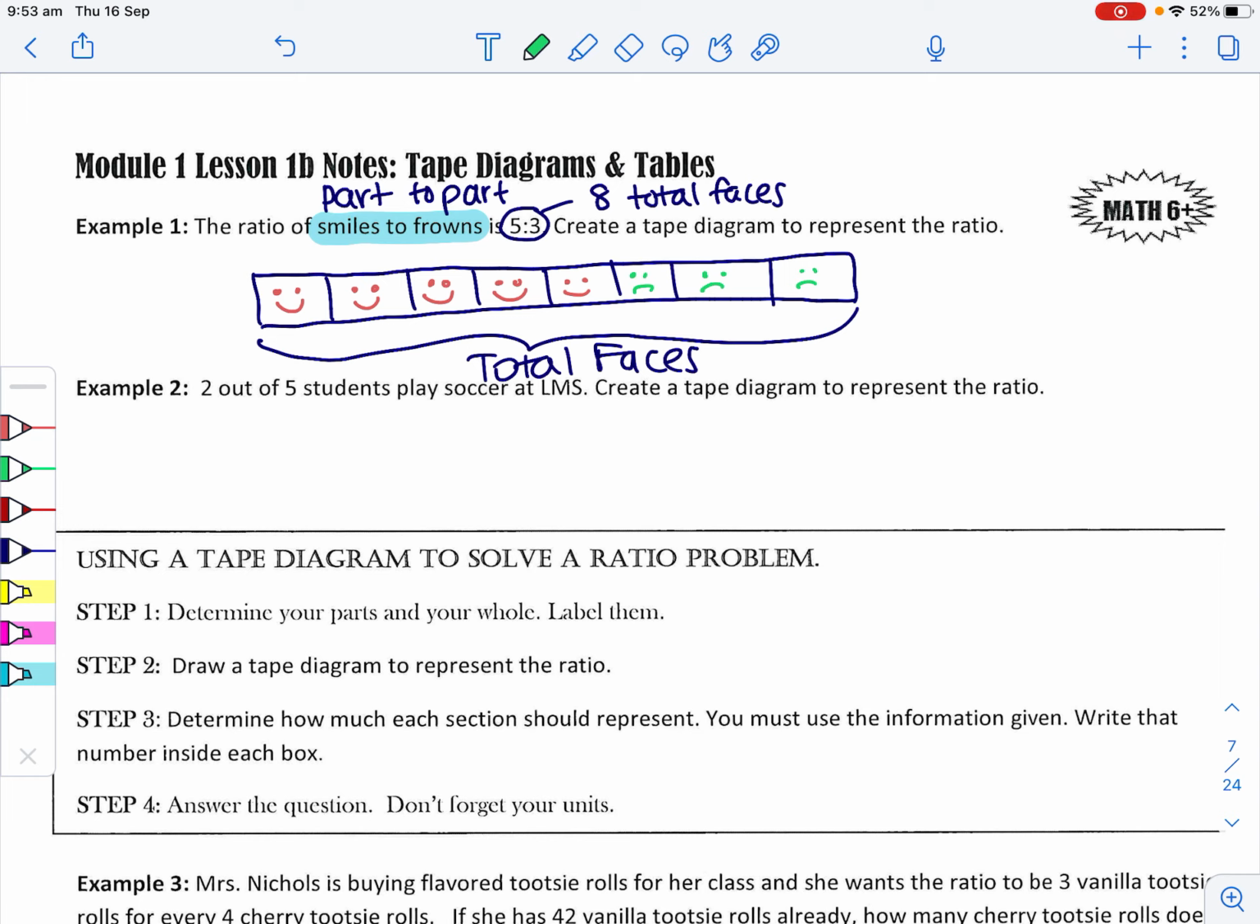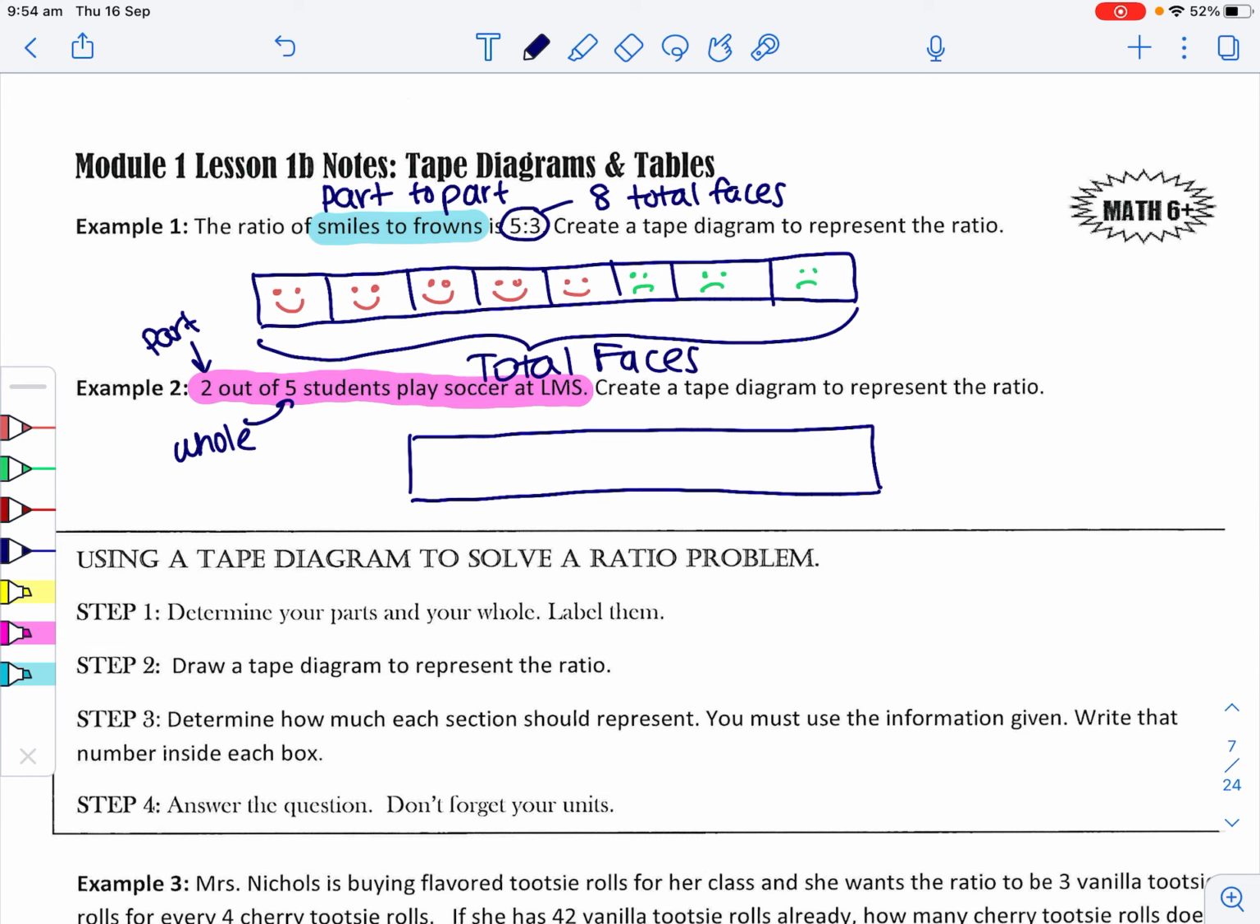Example 2 says 2 out of 5 students play soccer. So here's my sentence right here. 2 out of 5 students play soccer at LMS. And I want to create a tape diagram that represents 2 out of 5 students playing soccer. So this is a part. This is a whole.